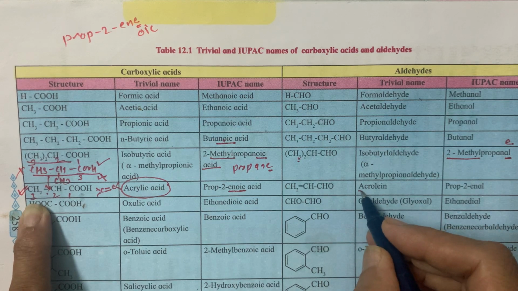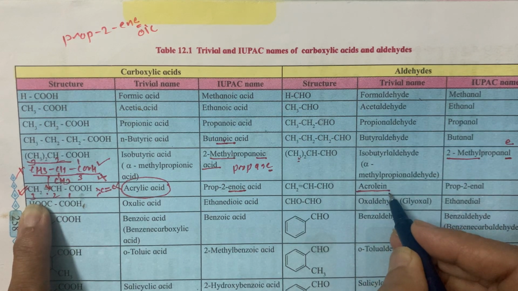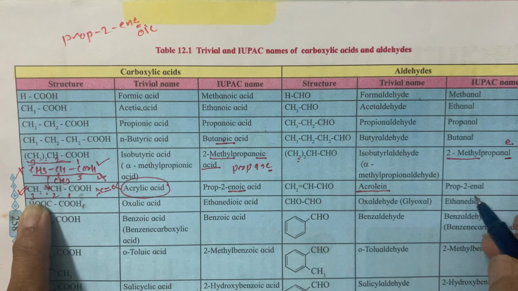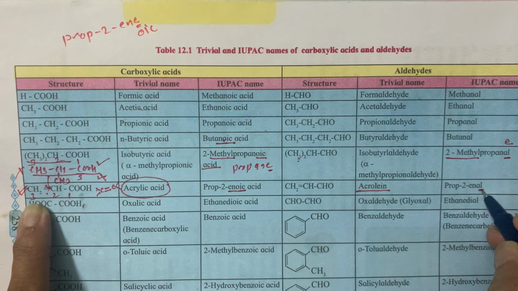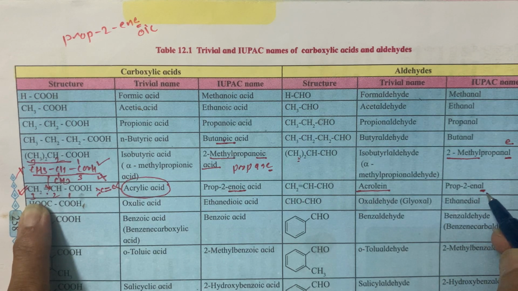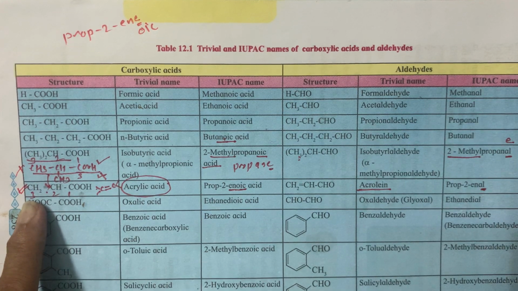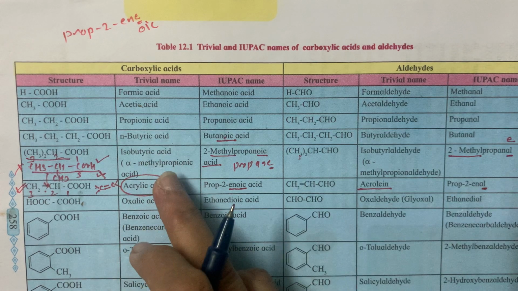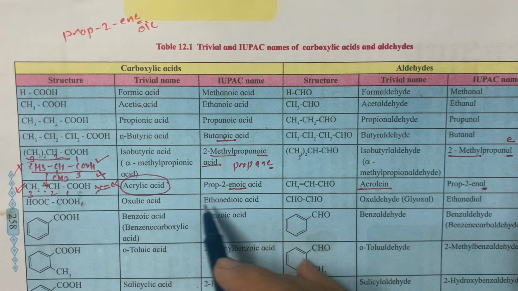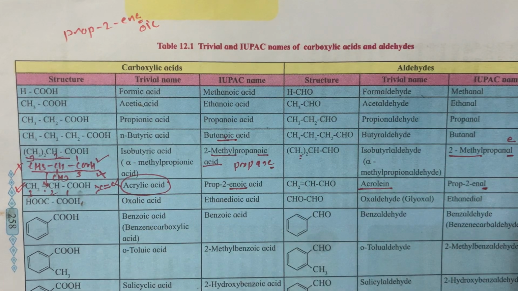For aldehyde, very specific name, that is acrolein. And now here E is replaced by Al, prop-2-enal. So that is prop-2-enal. Are you getting this thing? So you have to remember very specific examples like this. Then see the next one.